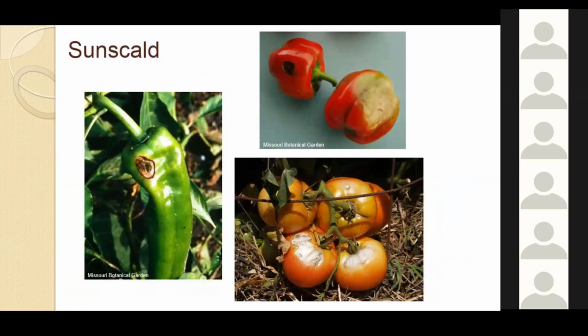Another one that I'm guessing most of you have seen or will see is sun scald. So sun scald is, as the name suggests, basically a sunburn to the plant tissues. One of the things that helps in diagnosing sun scald is that it should be most severe in the areas that get the most sunlight. The areas that don't get a whole lot of sun, you're not going to see sun scald issues there.